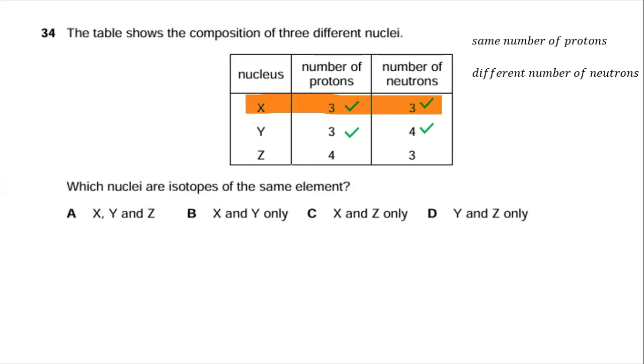So we can take one answer as X, other answer as Y. But inside we can see 4 and 3 doesn't match, because the number of protons is not the same, so we cannot match with the number of neutrons. So Z we cannot take as answer. So answer is X and Y only, so answer is B.